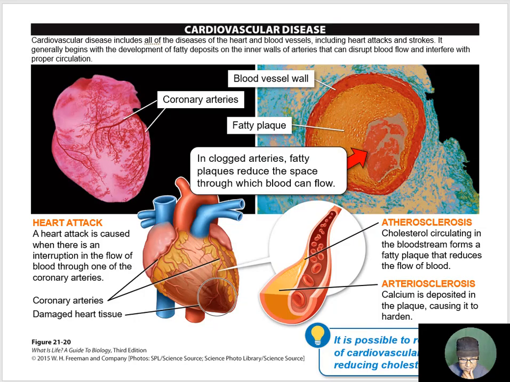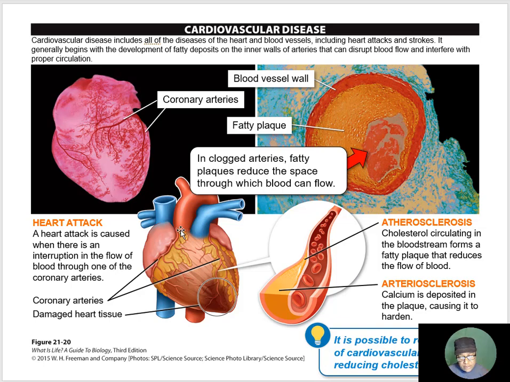All right. So let's take a closer look at what a heart attack is, because you'll hear this a lot. Someone had a heart attack. What does that mean? All right. So a heart attack is caused when there is an interruption in the flow of blood through one of the coronary arteries. So, I told you how blood gets to the rest of the body, right? How it gets to the upper body, how it gets to the lower body. It gets oxygenated through the lungs, it gets pumped out to the rest of the body.